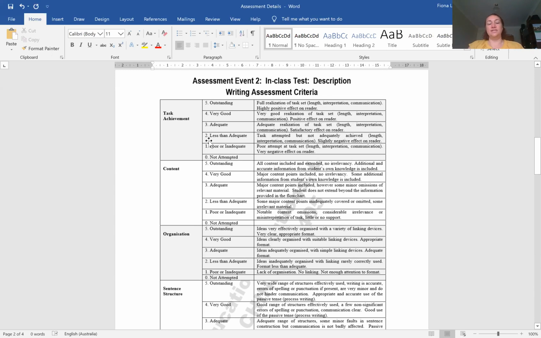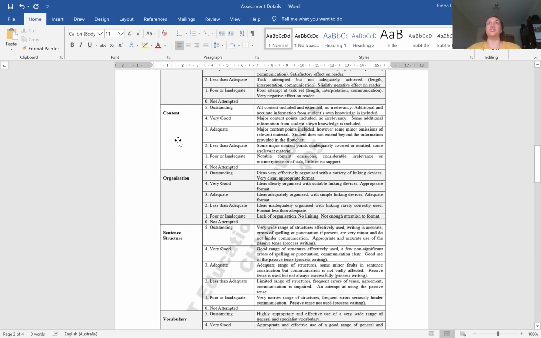Then we look down at content. Content is what you've actually written in it. So have you explained what the process is from A through to Z? If you're talking about making ice cream, did you forget the freezing bit, which means that you haven't finished the entire process? So when it's a process, we need step by step.